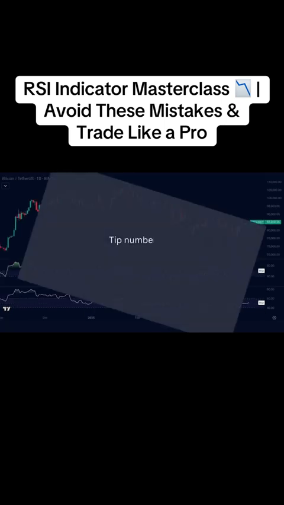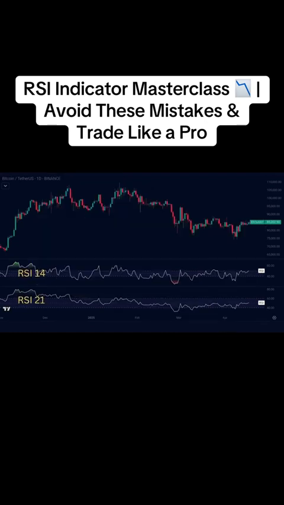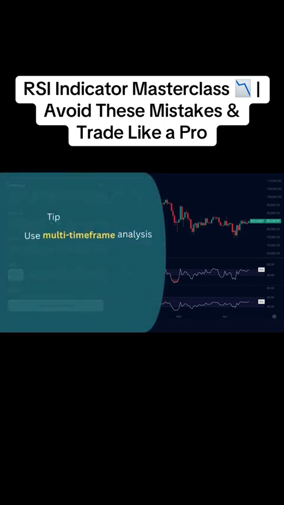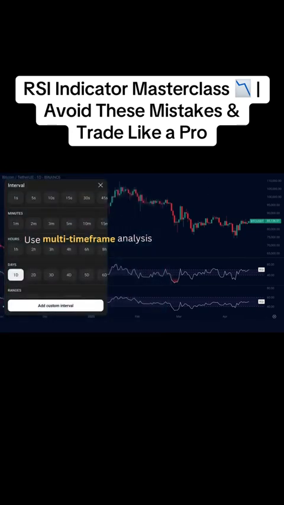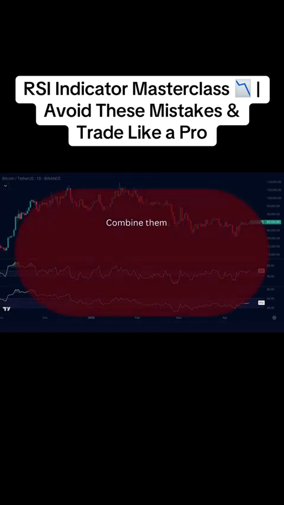Tip number 2, adjust the RSI period based on market conditions. In quiet markets, use a shorter period like 6 or 9. In volatile markets, stick with 14 or 21. Tip number 3, use multi-time frame analysis. The weekly RSI gives the overall trend. The 4-hour or 1-hour RSI helps with entry timing. Combine them for stronger confirmation. These small adjustments make a big difference.